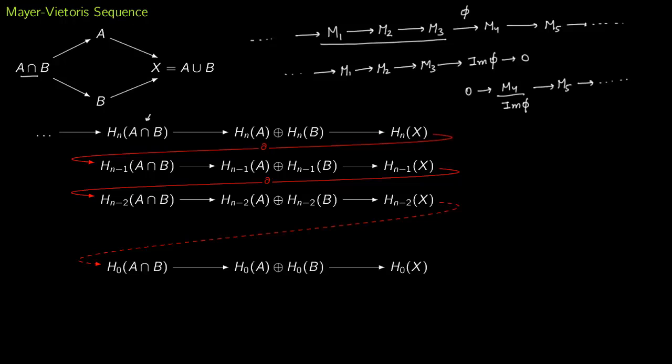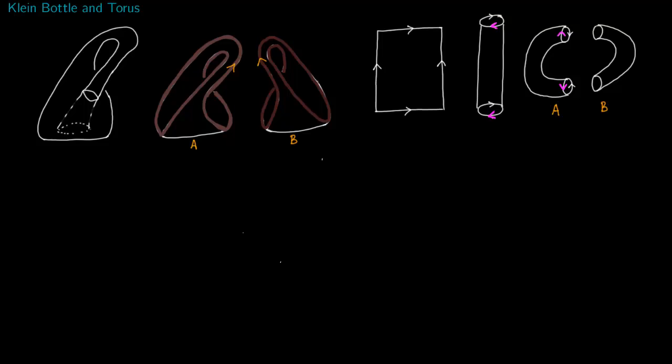We now compute homology groups of the Klein bottle and torus using the Mayer-Vietoris sequence. First focus on the Klein bottle right here. What you do is you cut this Klein bottle in half exactly from here. Once you cut it in half, you get two pieces, piece A and piece B. These are the half pieces.